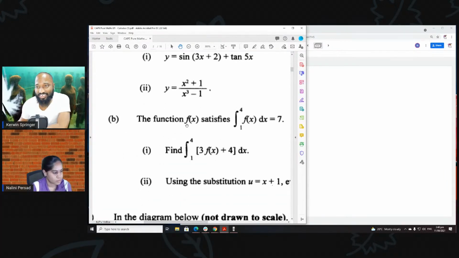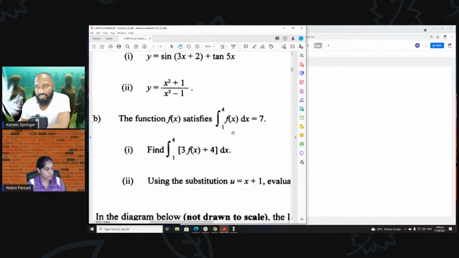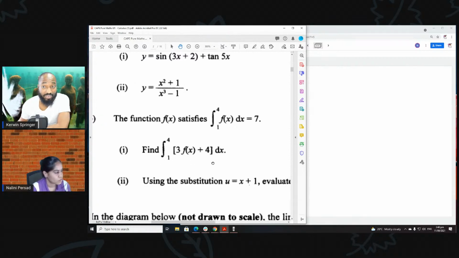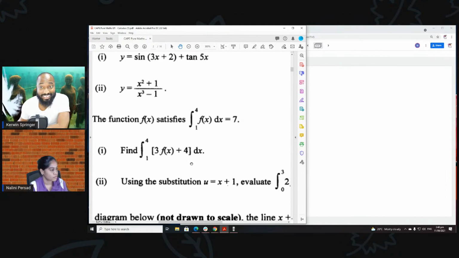All right, so the function f of x satisfies, okay, the integral of f of x with respect to x between 4 and 1 is 7. Find the integral between 1 and 4 of 3 by f of x plus 4, all with respect to x. So you need to ask yourself, what is this question really testing you on?